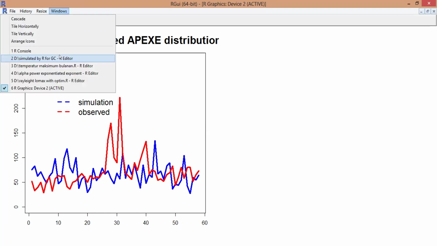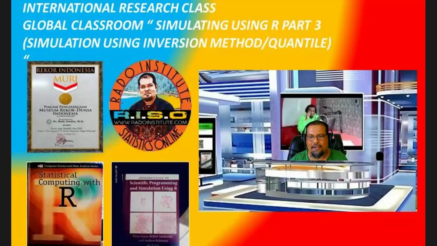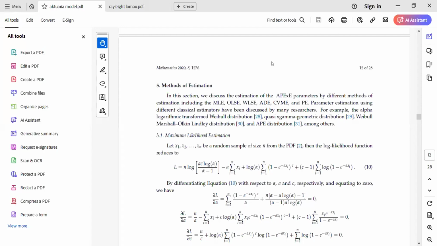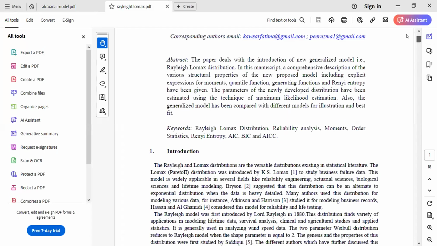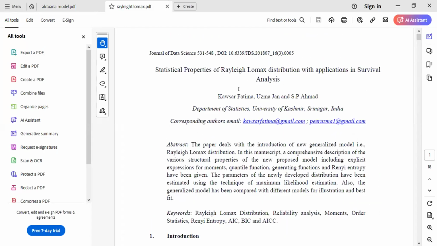For the second research article, okay, next we try to solve the second research article. We open the research article. Okay, the second research article, we can find this research article with the title Statistical Properties of Rayleigh-Romack Distribution with Application in the Survival Analysis.